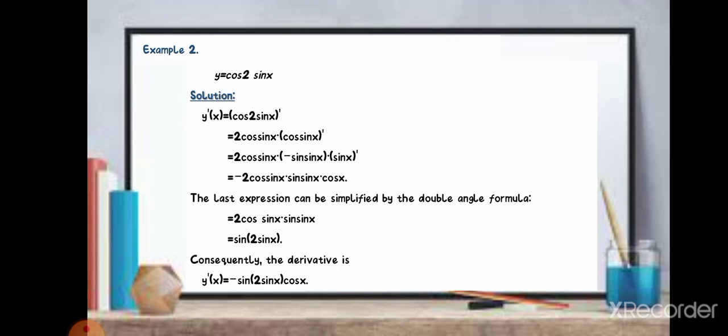So the last expression can be simplified by the double angle formula. So 2 cosine of sine x times sine x, using the double angle formula, we obtain sine of 2 sine x. Consequently, our final answer would be the derivative of y(x) is equal to negative sine of 2 sine x times cosine x.